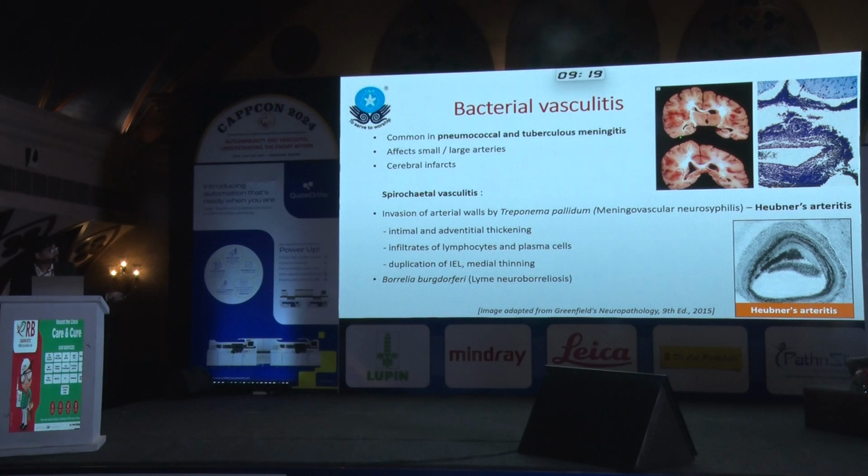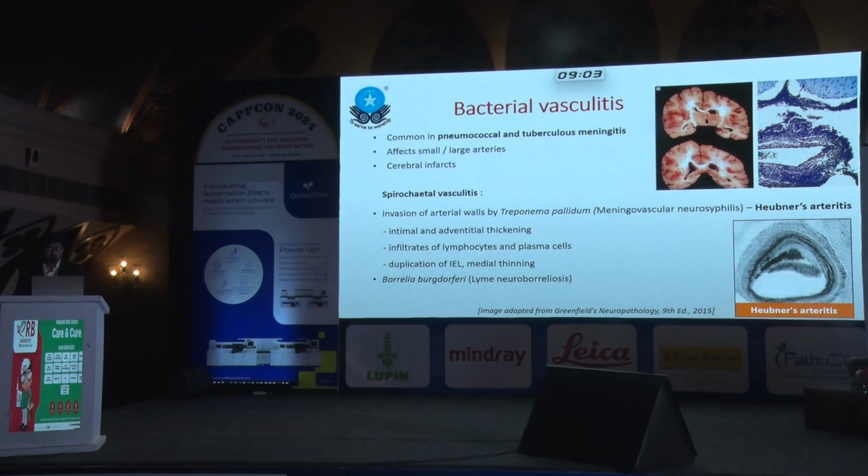This is an autopsy specimen from a tuberculous meningitis. We can see a large area of infarct in the right MCA territory. Histology shows dense lymphocytic infiltration in the wall of the middle cerebral artery. Spirochetal vasculitis should be mentioned separately.